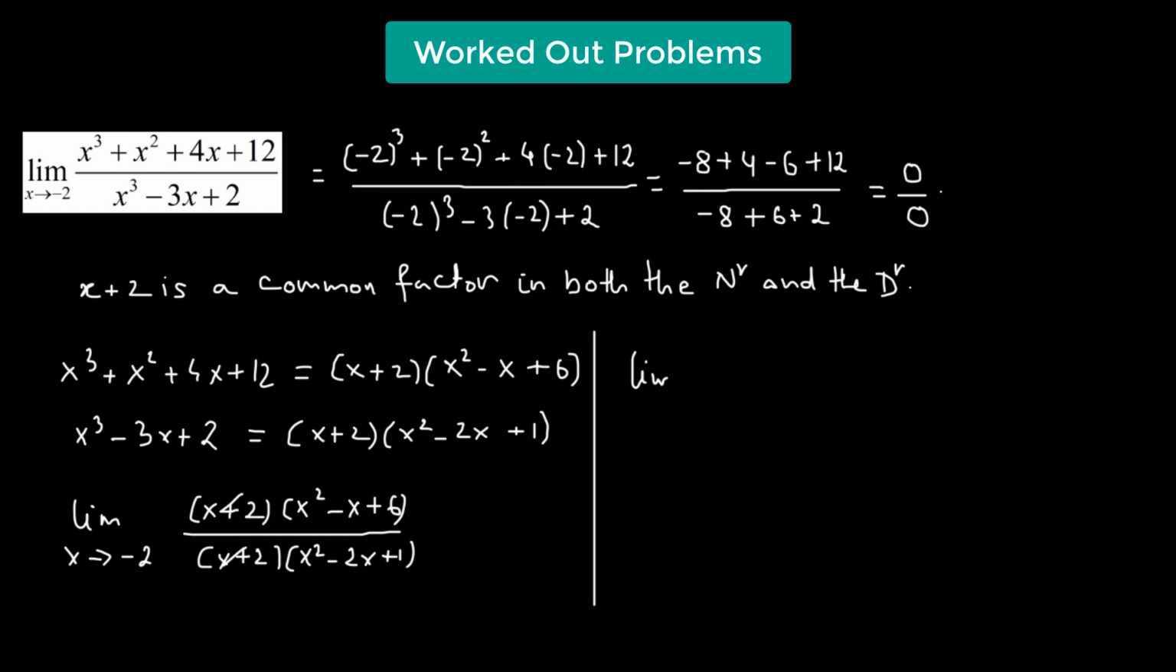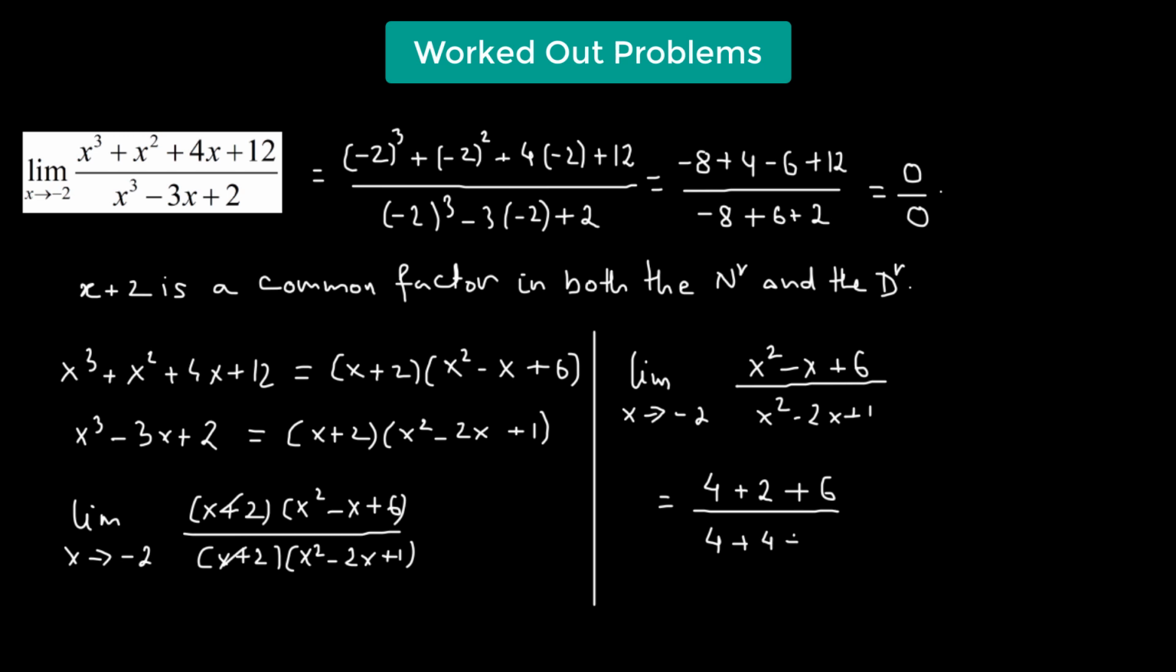the limit as x goes to negative 2 of x squared minus x plus 6 in the numerator, divided by x squared minus 2x plus 1. Now we substitute the value of x with negative 2. So we have negative 2 squared, which gives us 4. Negative of negative 2 will be positive 2, plus 6, divided by negative 2 squared, which gives us 4. Negative 2 times negative 2 will be positive 4, plus 1.